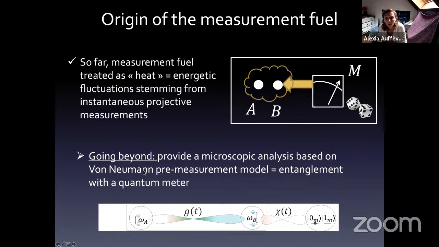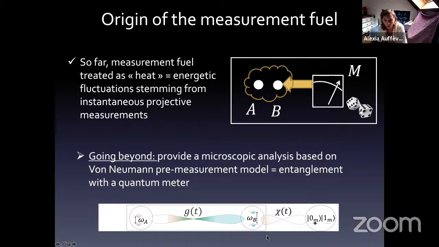But now I want to go beyond this and stop looking at the measurement only through the measurement postulate, which does not allow me to model the measurement channel, and start providing a microscopic analysis of this measurement channel. And this is based on what in quantum physics we know as the von Neumann pre-measurement model. So basically, we are going to model the measurement as an entanglement of the system with a quantum meter.